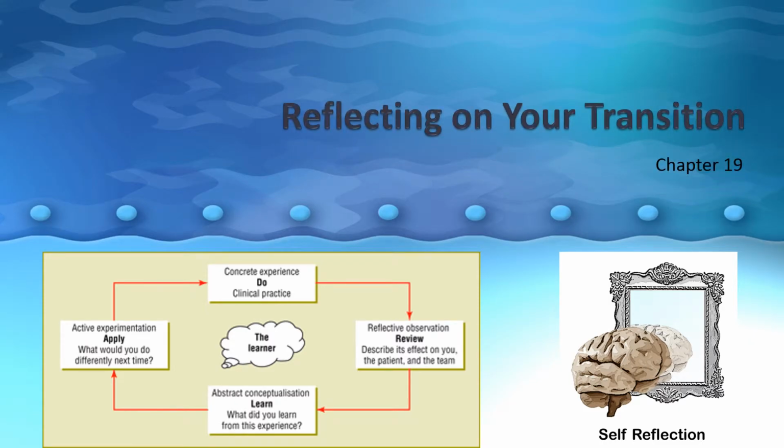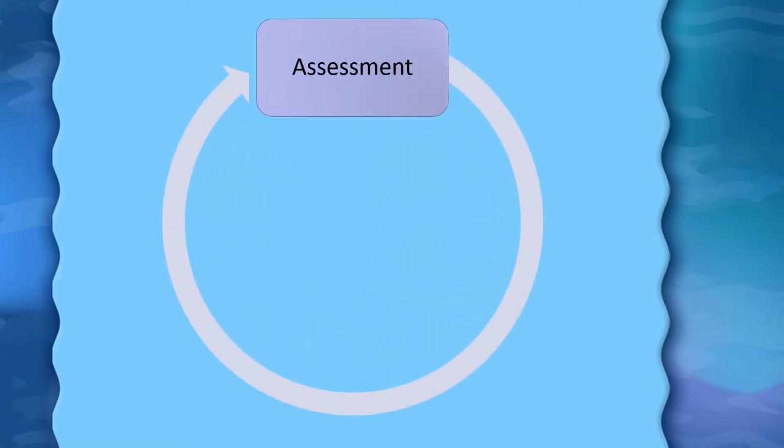Now we're going to reflect on your transition, chapter 19 of your textbook. We will review your transition through use of the nursing process. First, we have assessment. Reflexive thinking helps develop personal and professional philosophies and is closely linked to critical thinking. Students are encouraged to examine themselves through the new knowledge they have gained.